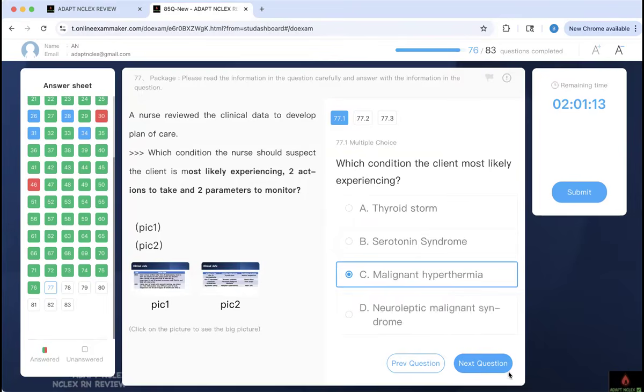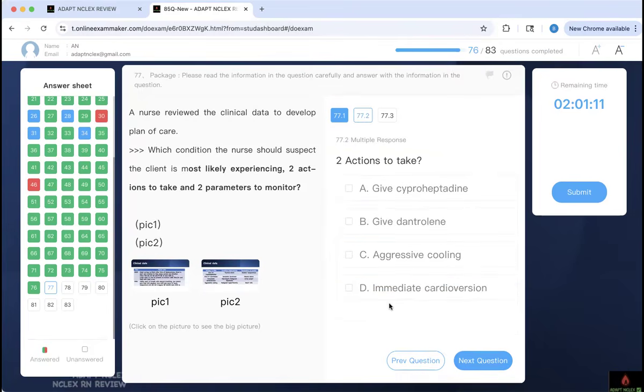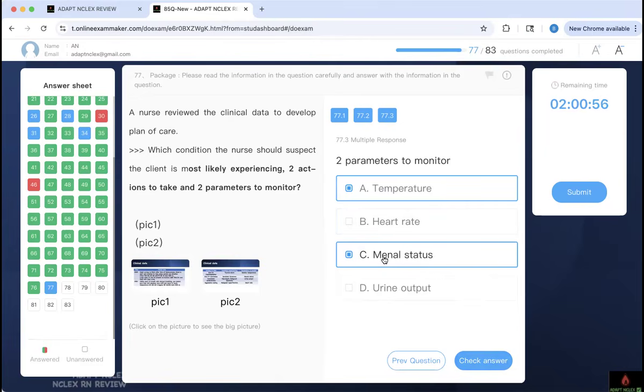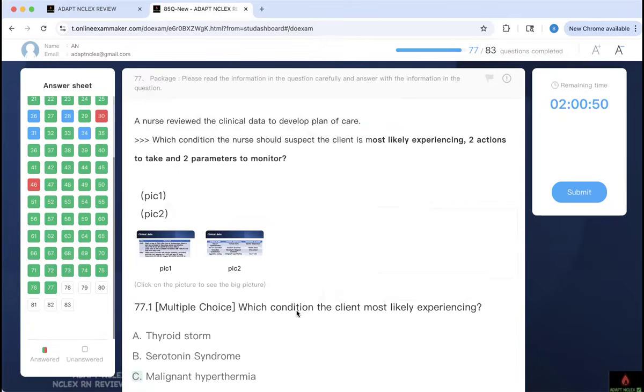Malignant hyperthermia is our answer choice. And therefore, we're going to give you dantrolene and cool you. Your temperature is too high. And then we're going to monitor what? Your temperature and your mental status. That's the major problem. This is a bow tie question, malignant hyperthermia, and that's the way you actually approach it.